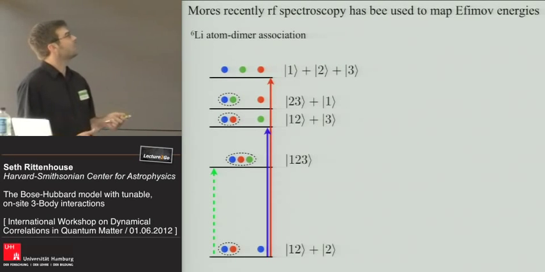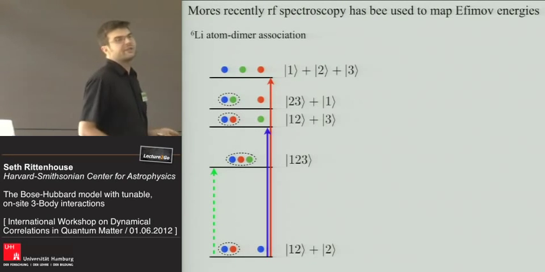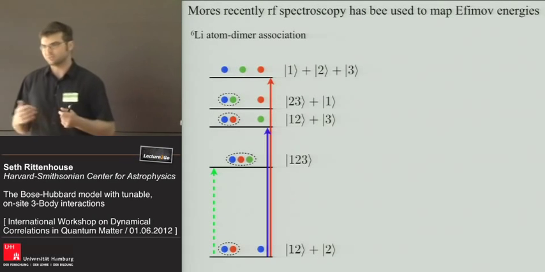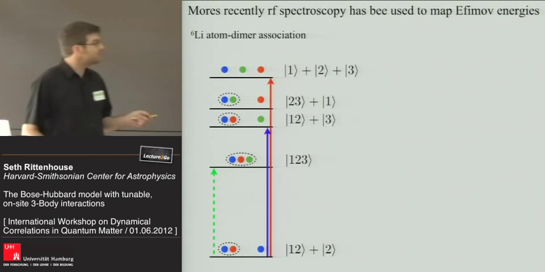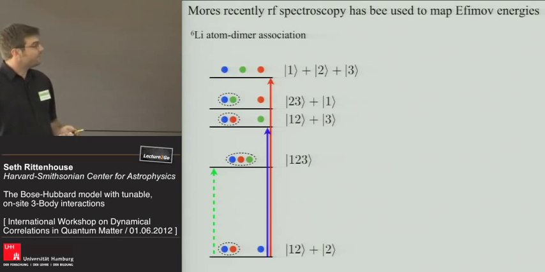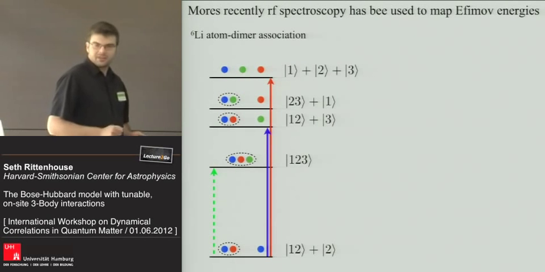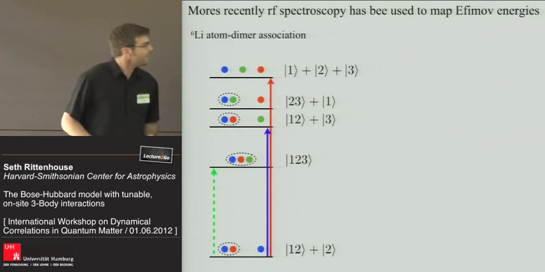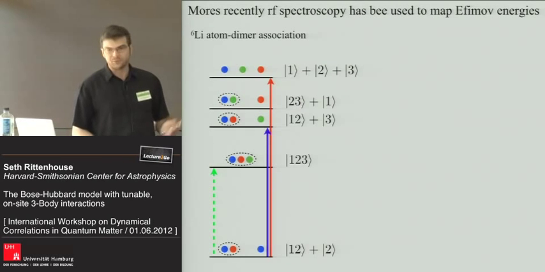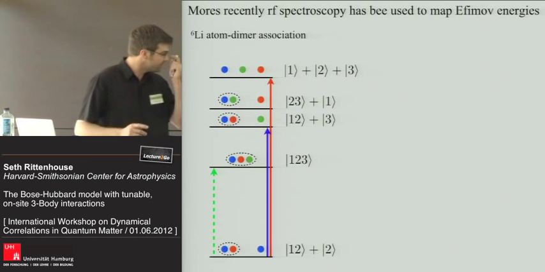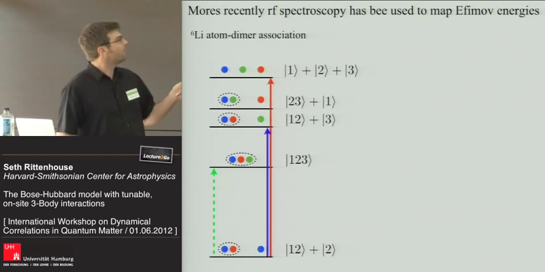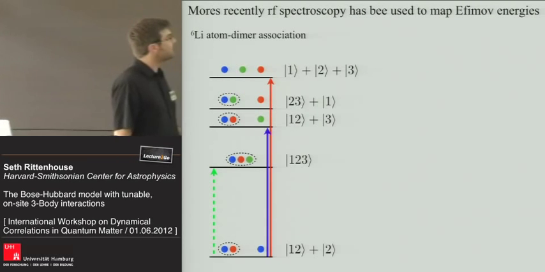So for lithium-6, it's actually not purely Efimov physics. It's not three identical bosons interacting resonantly. It's three distinguishable fermions that can have a scattering length that can be tuned to fairly large numbers, but you can never have all three scattering lengths being the exact same and resonant at the same time. But this is the overall energy diagram that you would expect to see from this system.